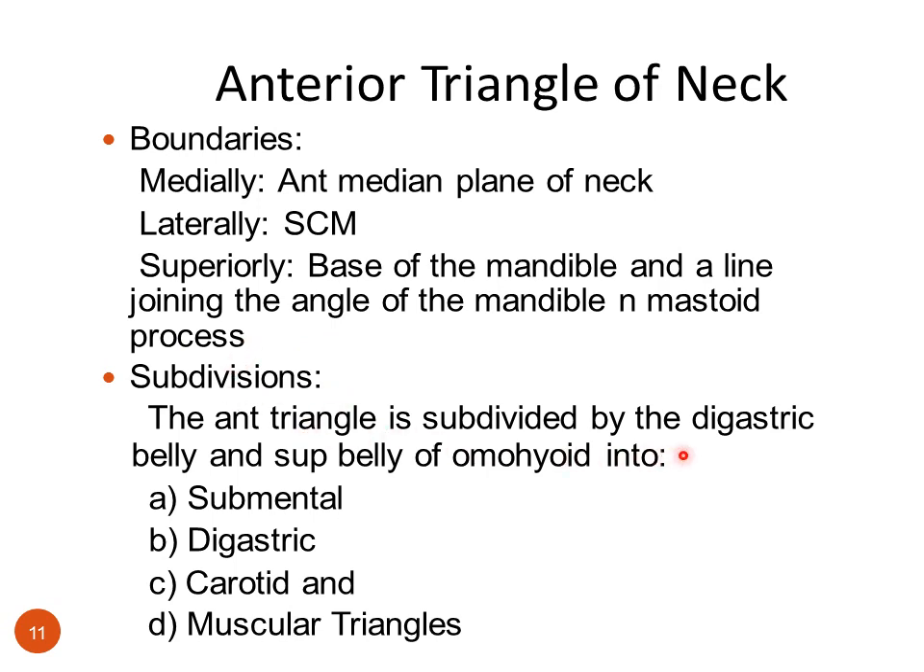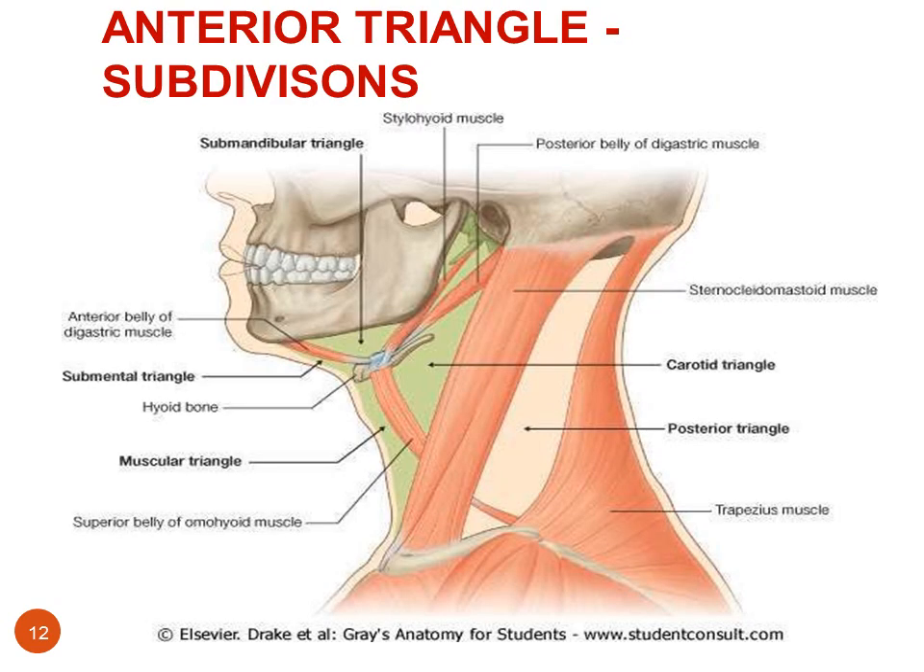Subdivisions of the anterior triangle: it is subdivided by the digastric belly and the superior belly of the omohyoid into submental, digastric, carotid and muscular triangles. We shall see each and every triangle, their boundaries and their contents. Remember, among these triangles, the digastric and carotid triangles are very important from the examination point of view.